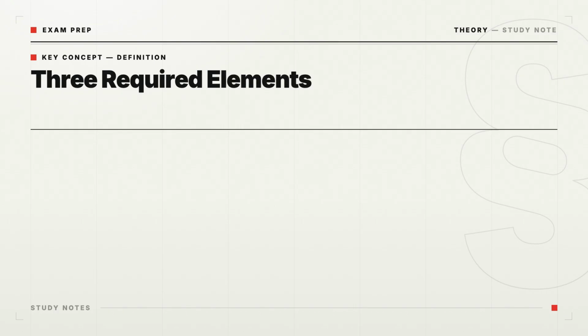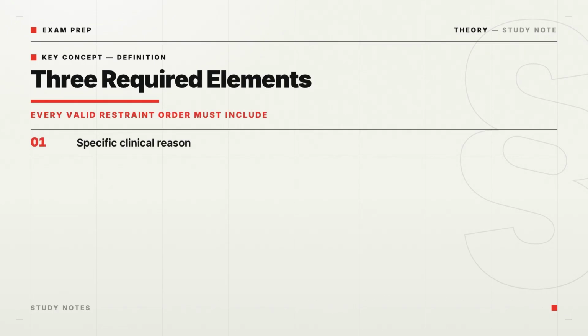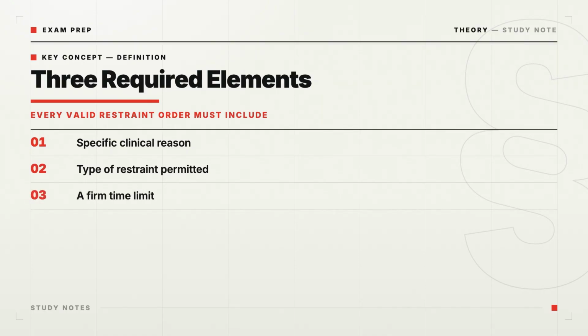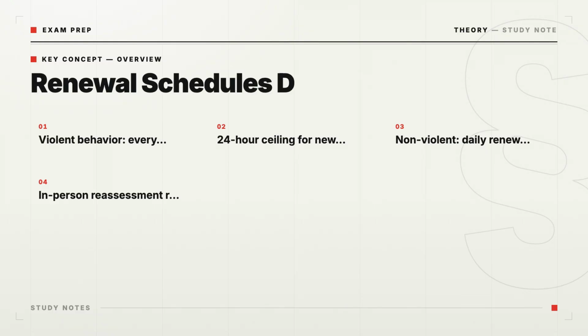Three elements must appear in every valid order: a specific clinical reason, like pulling at a life-saving airway, the type of restraint permitted, and a firm time limit. Standing or as needed restraint orders are prohibited outright. The time limit connects to renewal.